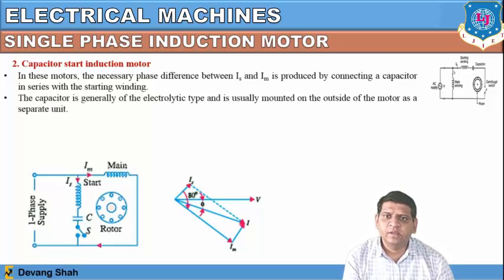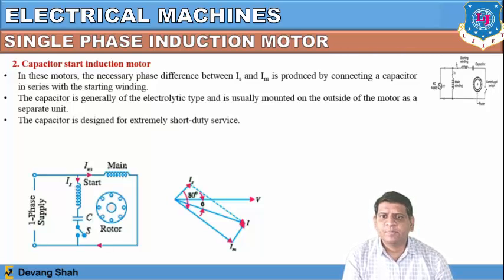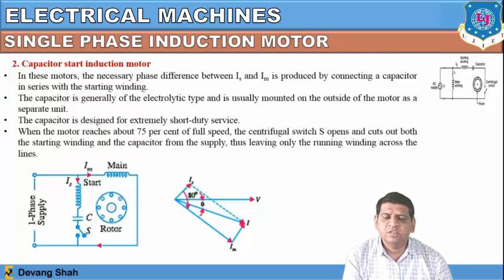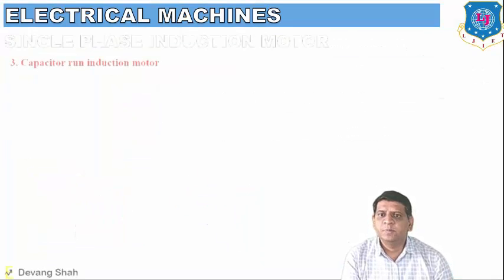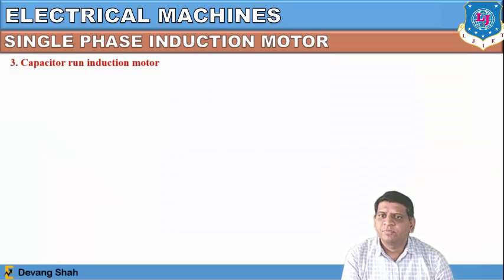This capacitor will provide the initial starting torque. It is generally of the electrolytic type and usually mounted on the outside of the motor as a separate unit. This capacitor is designed for extremely short duty service, and when the motor reaches about 75% of its full speed, the centrifugal switch opens and cuts both the starting winding and the capacitor from the supply, leaving only the running winding across the lines, right? So this is all about the capacitor start induction motor. This is one of the methods to provide the split phase in a single phase induction motor arrangement.